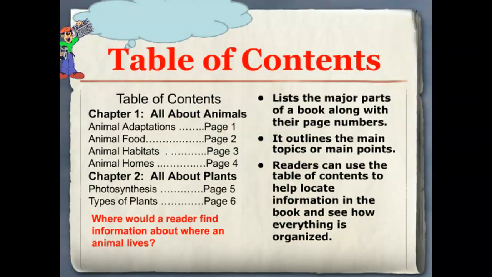So the first one is the table of contents. Okay, so this is very important because it tells us the major parts of the book, what pages we can find those major parts on, what the main points are. It kind of outlines everything for us and tells us what we're going to learn. So a table of contents is fantastic. It's a great place to find a lot of information, and kind of see how the author decided to organize the book. So that's your table of contents.